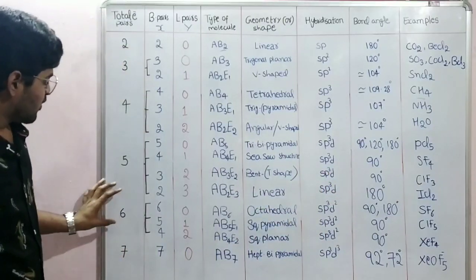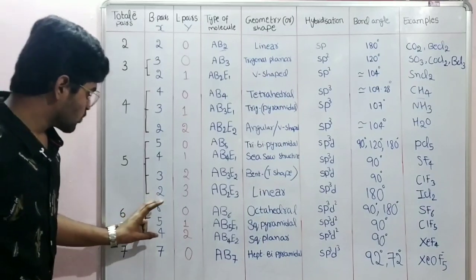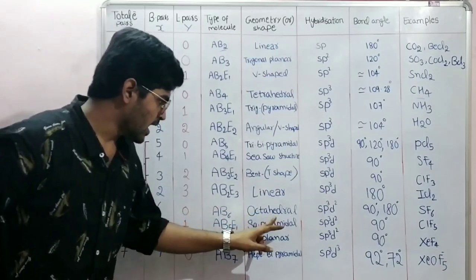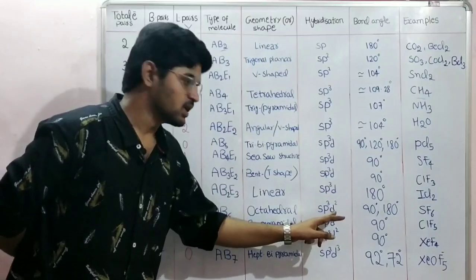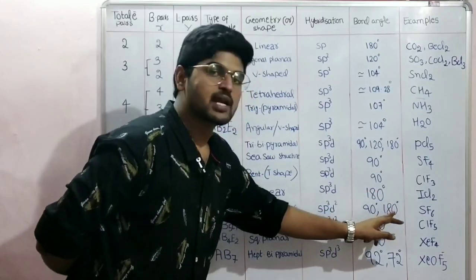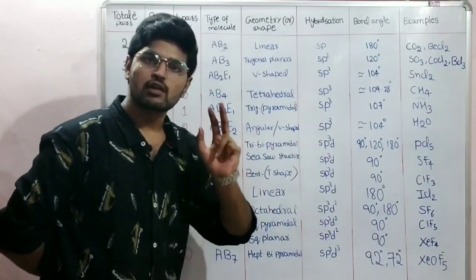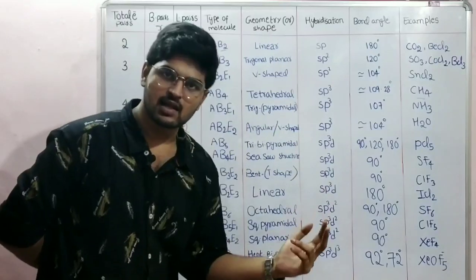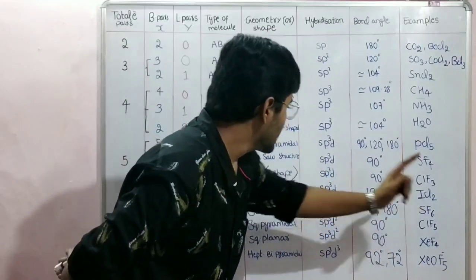And now if we have 6 electron pairs, 6 bond pairs, 0 lone pairs means it is octahedral and the hybridization is sp3d2 with 90 degrees and 180 degrees bond angles. That means these molecules have 2 bond angles in between the adjacent atoms. And the example is SF6.